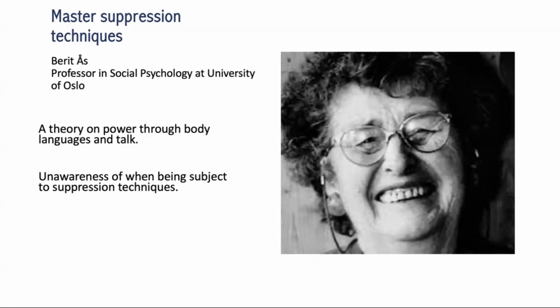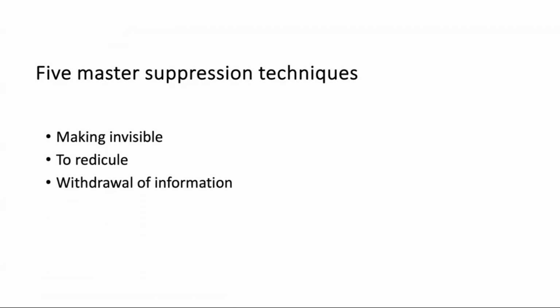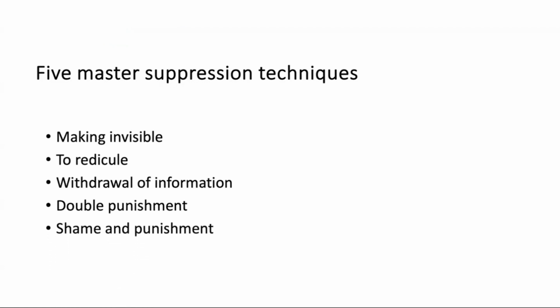So, like we said, the 5 master suppression techniques developed by Berit Aas are making invisible, to ridicule, withdrawal of information, double punishment, and shame and punishment. And we're going to explain what these techniques mean one by one.